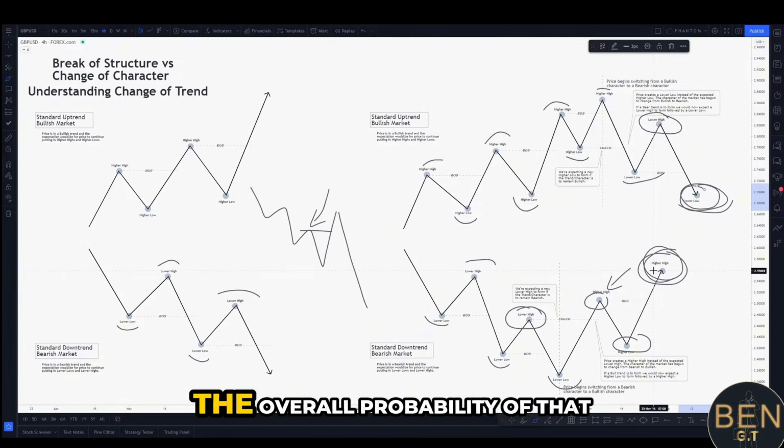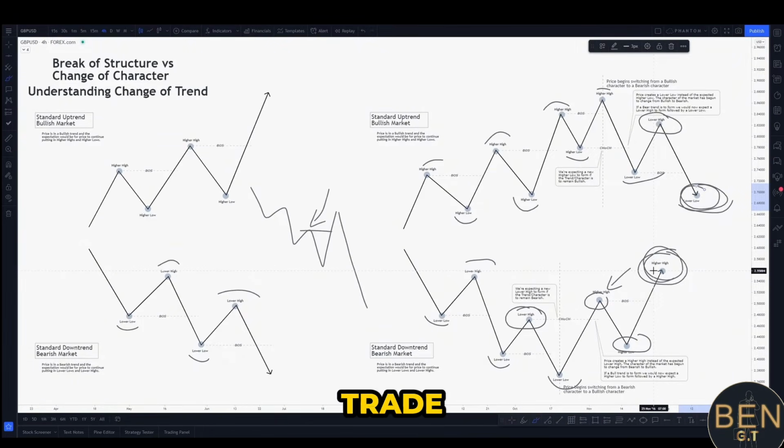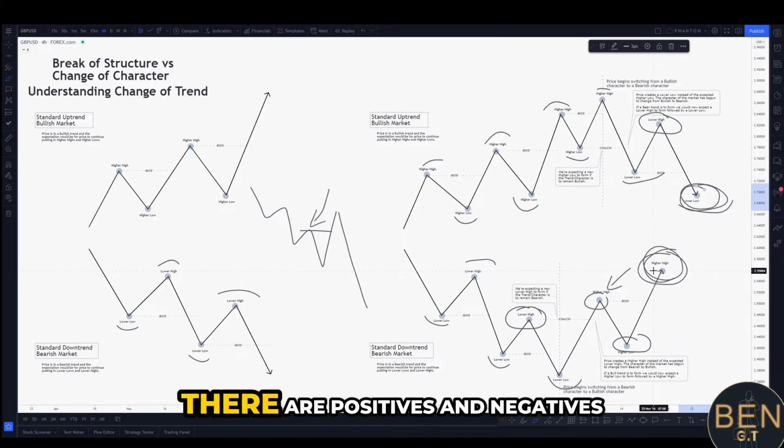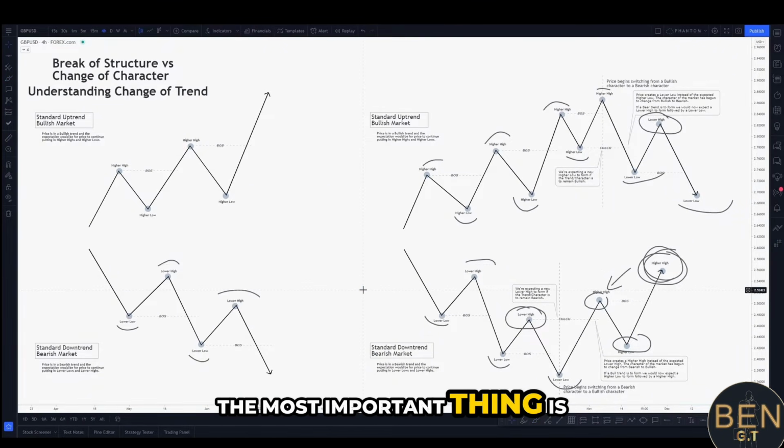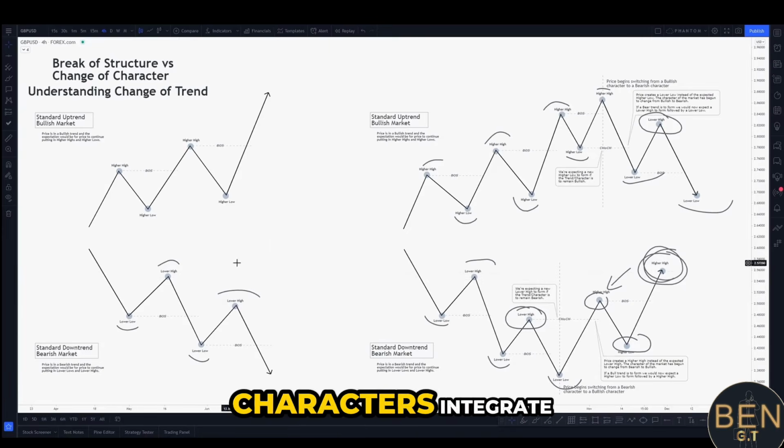Therefore, you're increasing the overall probability of that trade working out or that trend starting to actually form in your favor. Of course, there are positives and negatives to being conservative or aggressive when it comes to applying this sort of information. If you're conservative, you might miss trades. If you're aggressive, you might take more losses. But as we dig into more concepts, we'll be able to add certain things that will help improve your overall edge.